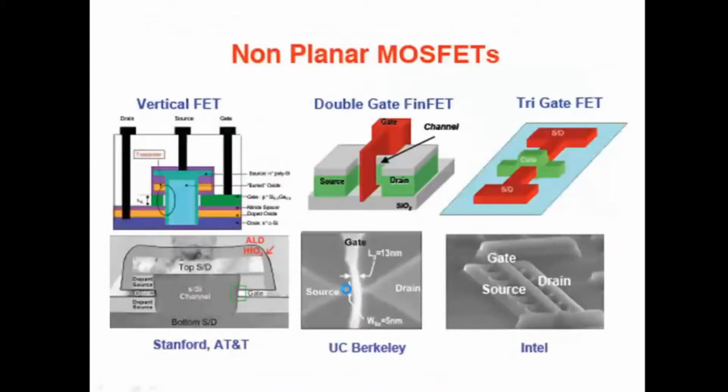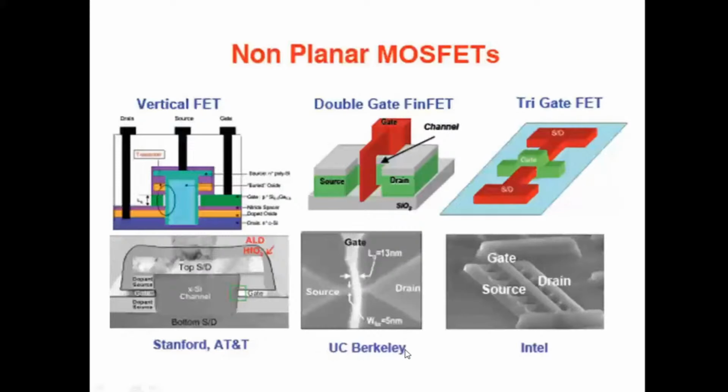To make a double gate MOSFET structure, the channel, which is horizontal for the bulk MOSFET, is flipped and made vertical, as we can see in this vertical FET structure. It was fabricated at Stanford with the help of ATN. This is the vertical channel. These are the gate contacts, this is the source and this is the drain.